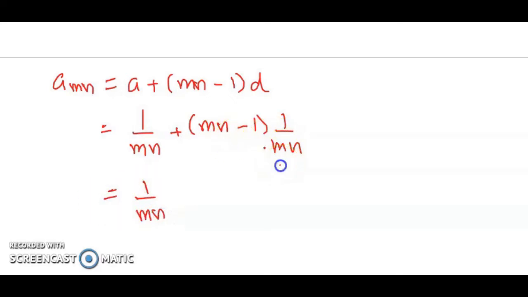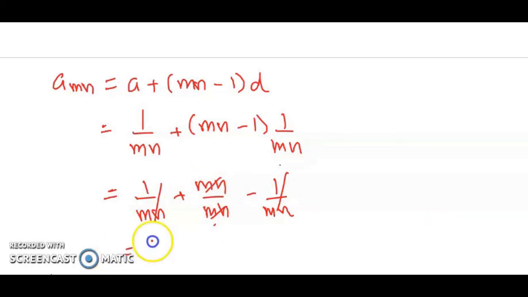This mn will multiply into the bracket. So here we get mn divided by mn and minus 1 upon mn. So here 1 upon mn minus 1 upon mn, they will be cancelled out, and mn divided by mn, if you cancel it out, then you will get the answer 1. So we get the mnth term of the arithmetic progression as 1. This is what we needed to prove.